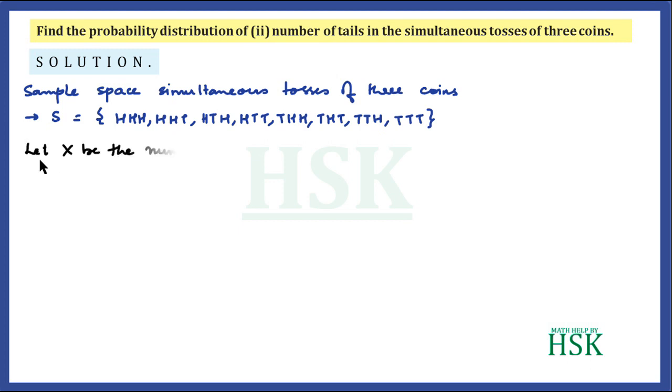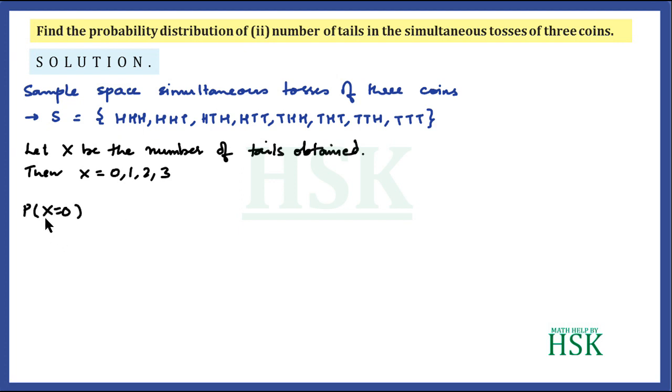Now further we assume that x is the number of tails obtained, because we have to find the probability distribution of the number of tails in simultaneous tosses of 3 coins. x can take the values 0, 1, 2 or 3, because the number of tails in each outcome can be 0 when none of the times a tail is obtained. We can obtain only one tail in 3 outcomes. We can obtain 2 tails in 3 outcomes. We can obtain all the 3 tails in 1 outcome. So it is very clear.